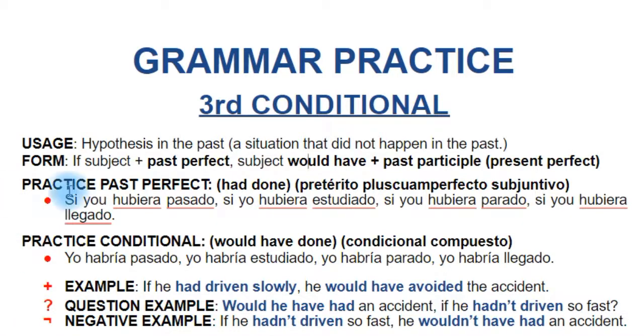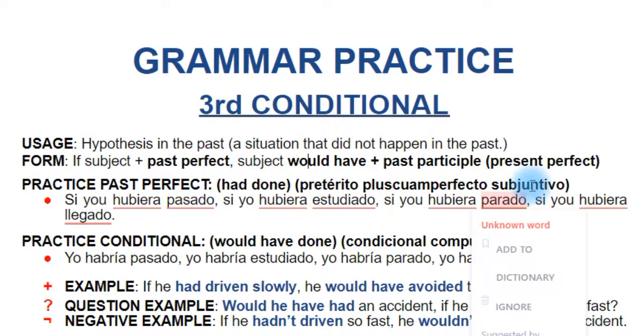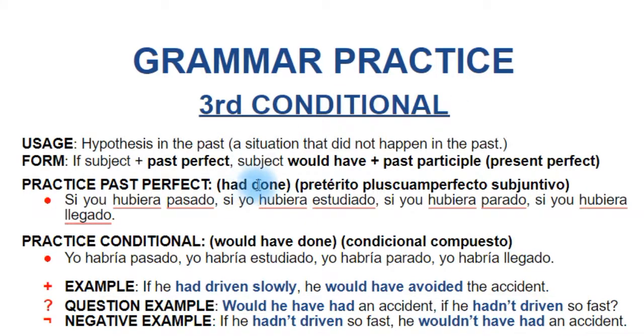You have to be careful because the past perfect in English, when you have if, does not translate to pretérito perfecto de indicativo, but pretérito pluscuamperfecto de subjuntivo. So it's had done, no es había hecho, es hubiera hecho in the conditional sentence with if. So if I had done, if I had worked, if I had studied, si hubiera estudiado.